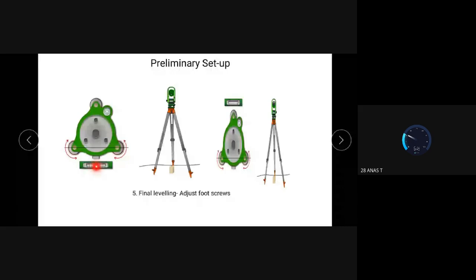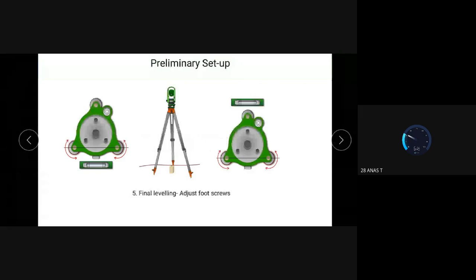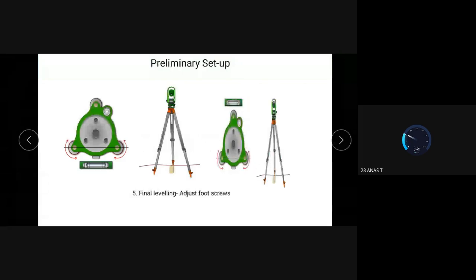And in the next position, we have to keep the bubble tube perpendicular to those two foot screws. We have to rotate the third foot screw so that the bubble will come to the center. So this is the preliminary adjustment.